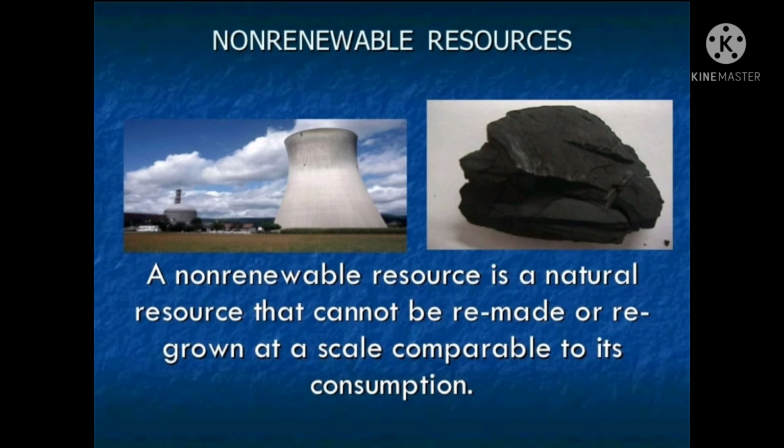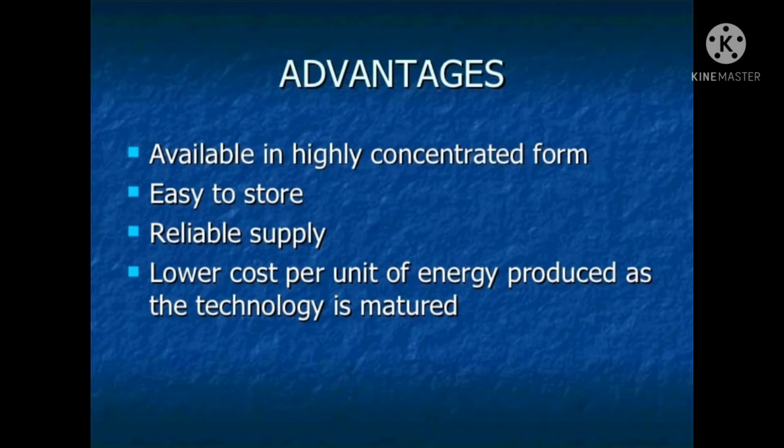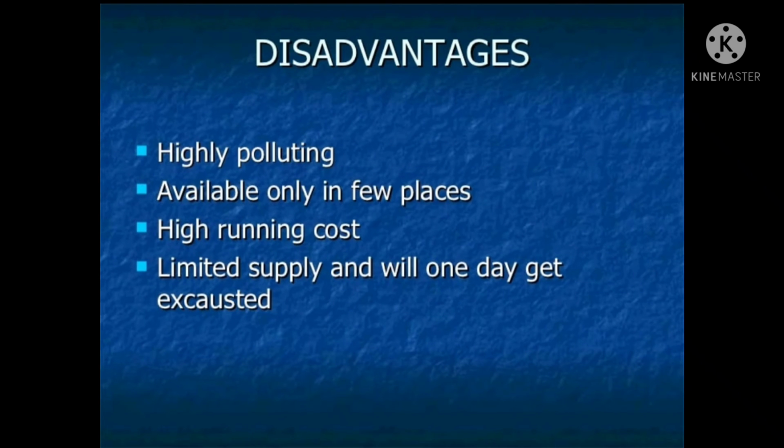So a non-renewable energy resource is a natural resource that cannot be remade or regrown at a scale comparable to its consumption. Its advantages: it is available in highly concentrated form, it is easy to store, has a reliable supply, and lower cost per unit of energy produced as the technology has matured. Its disadvantages are that it is highly polluting, available only in few places, has high running costs, and is limited in supply.